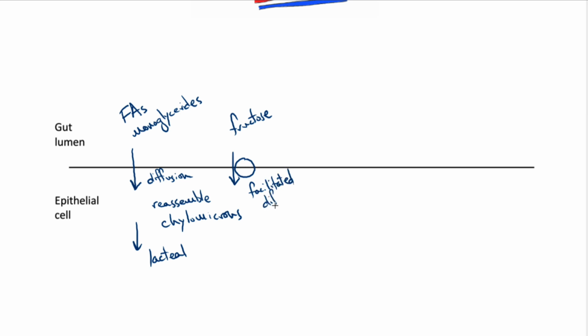And so they're moving down their concentration gradient. Doesn't require an input of energy, but they can't pass straight through the membrane, so they need this facilitated diffusion carrier. In contrast, some other sugars, like glucose, for example, can't do that.